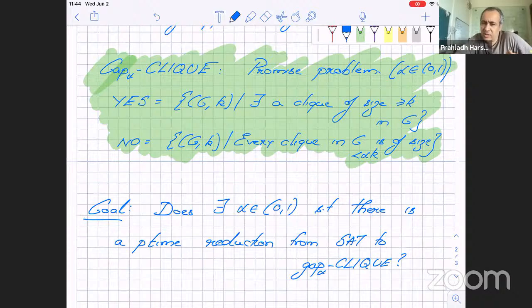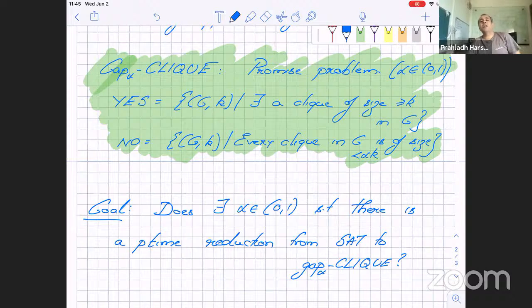So what's a clique? Once again, let's go back. A clique is a set of vertices so that every pair of vertices within that set are connected by an edge. If you pick up these m vertices, then it can't be the case because you could have two vertices which are not adjacent.